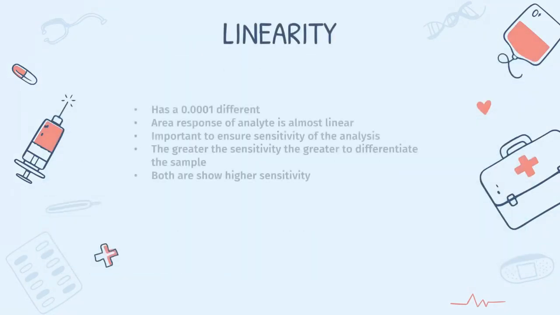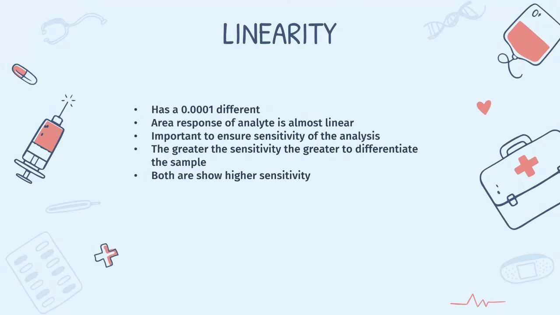Based on linearity, Article 4 and 2 have a difference of 0.0001, which means that the values of both articles are almost the same. From that, the response of analyte in the sample is almost linear in both articles with respect to its concentration. This is important to ensure the sensitivity of the analysis. This is because the greater the sensitivity, the better to differentiate the sample. Hence, the data show higher sensitivity in its linearity.